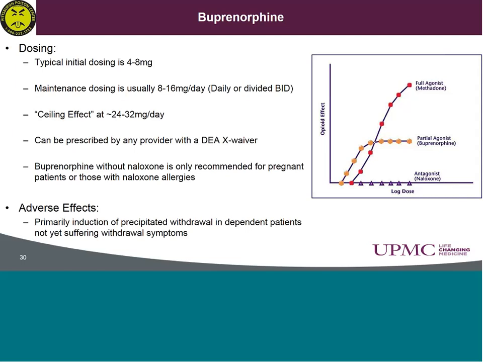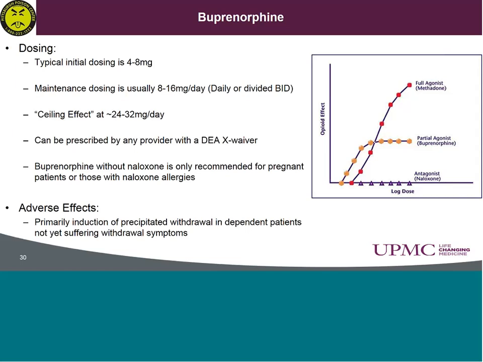Most common brand name for that is Subutex. But particularly pregnant women is the primary group. And honestly, there is some data that suggests that buprenorphine with Naloxone is also safe for pregnant women. But ACOG, the American College of Obstetrics and Gynecology, and ASAM both still recommend buprenorphine-only products.